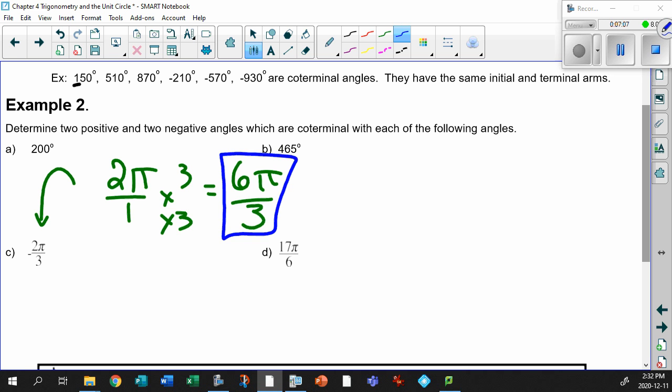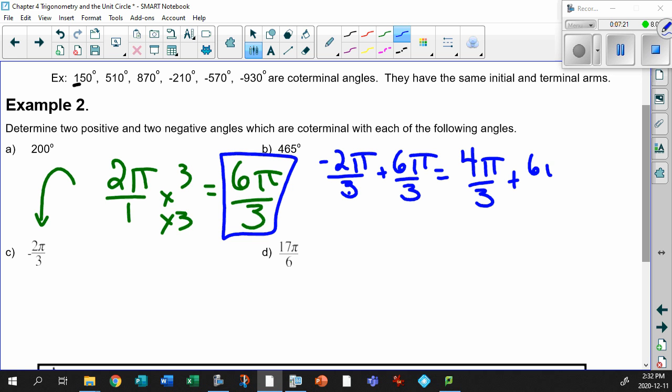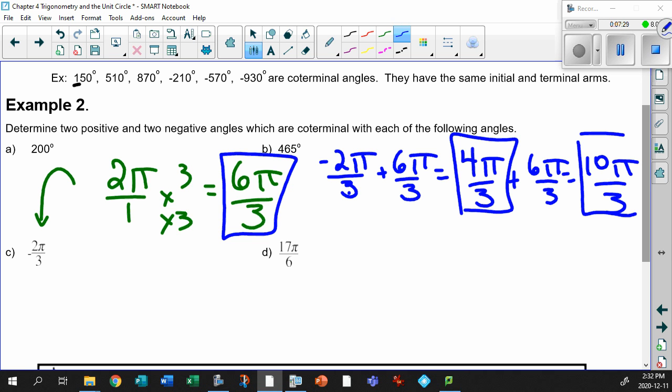Okay, so let's do the first one. Minus 2 pi over 3. Let's add 6 pi over 3 to that. And look, common denominators make this easy. 4 pi over 3. There's my first positive radian. Add another 6 pi over 3, and there's my second one, 10 pi over 3. There's my two positive angles right there. I think it's easier to do that than to deal with degrees, because degrees tend to be such big numbers, right? What if I want to go backwards?